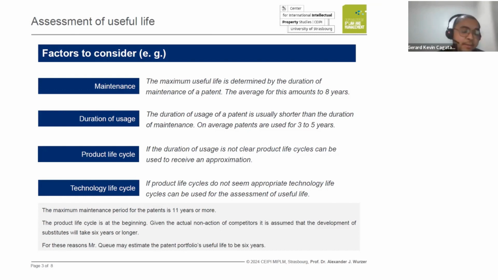For this valuation, it is observed that the maximum maintenance period for the patents is 11 years or more. Since we don't have enough information on the duration of usage, we will use the product life cycle. In this scenario, the product life cycle is at the beginning, which is supported by the non-action of the competitors. It is assumed that the development of substitutes will take 6 years or longer. Based on these reasons, Mr. Q estimates the patent portfolio useful life to be 6 years. Next slide, please.